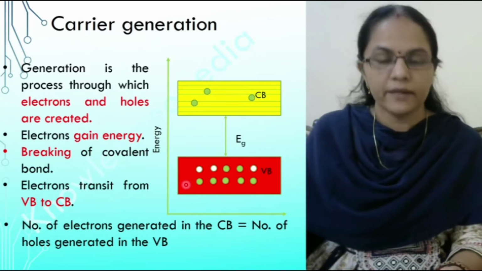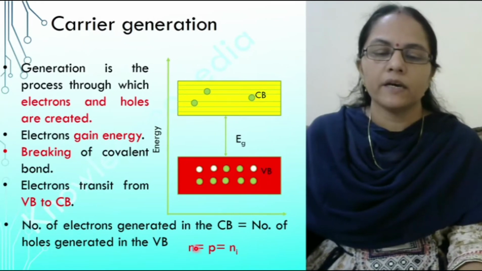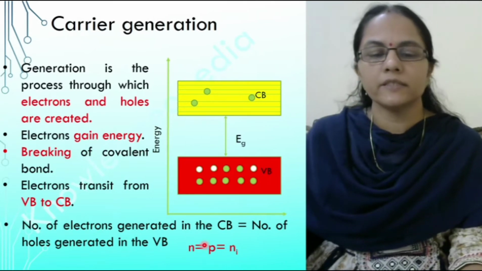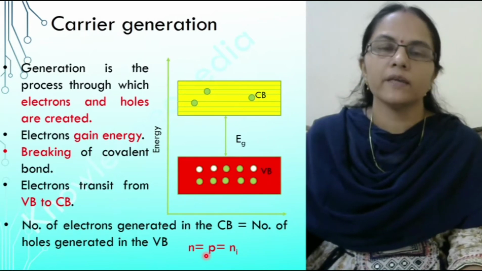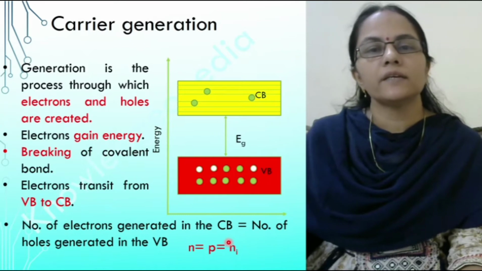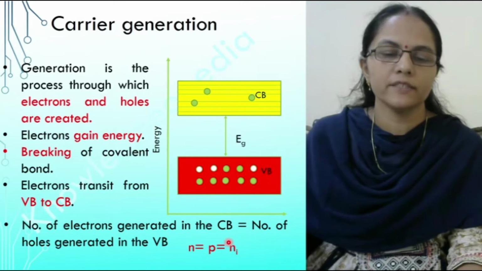That means the number of electrons moving to the conduction band is equal to the number of holes created in the valence band. If we denote n as the number of electrons moving to the conduction band and p as the hole concentration, then n = p = ni. ni is nothing but our intrinsic carrier concentration, which we will be discussing in more detail in further lectures.